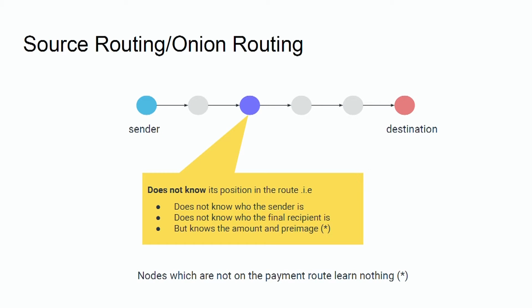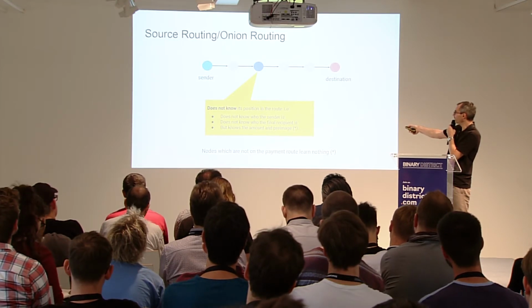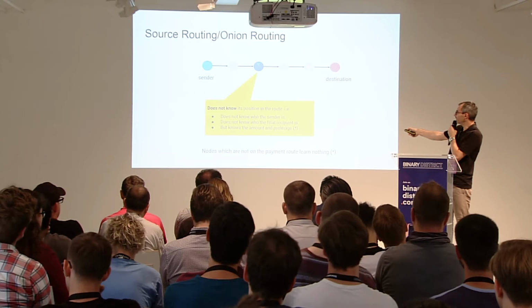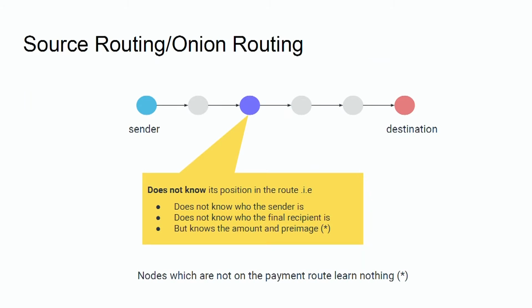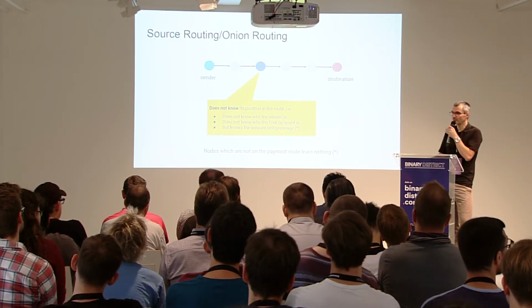And we use onion routing, which means that you create a packet for the destination, you add an encryption layer for the previous hop, and another one for you. So you create a packet for this one, you add an encryption layer for this node with its keys, and again another encryption layer for this node, and so on. When a node receives a payment, it strips its own encryption layer, learns where it's supposed to be sent, and sends it to the next node in the route. So it does not know where it is in the route. It doesn't know how many hops before or after it, and it doesn't know who the final destination for the payment is. But what it knows are the amounts and the pre-image, which can help correlate payments. And nodes which are not on a payment route learn nothing. It's not like the Bitcoin blockchain where everybody knows everything. If you're not on the route, you learn nothing.